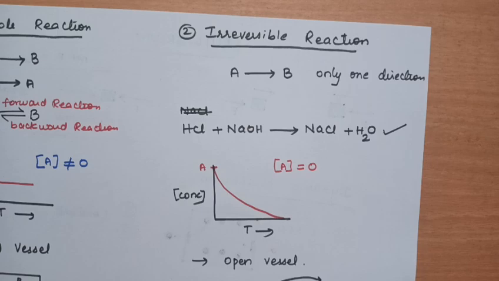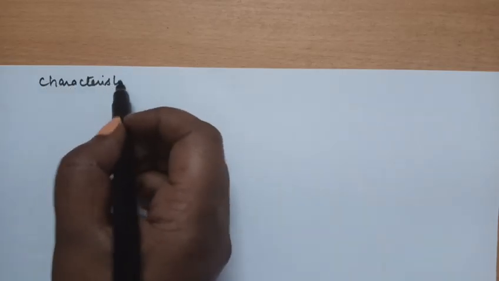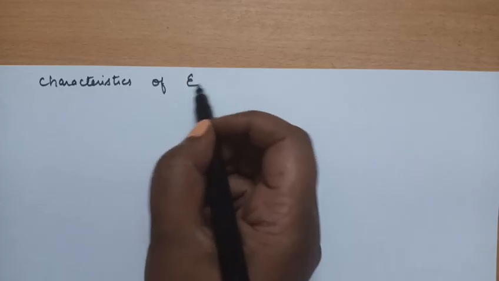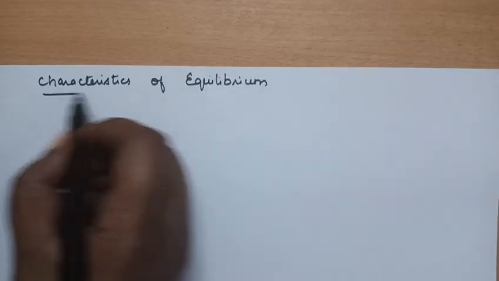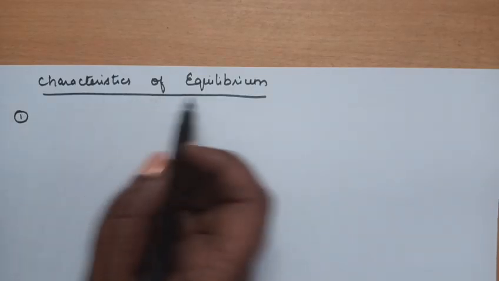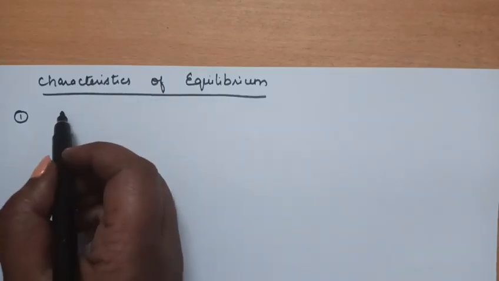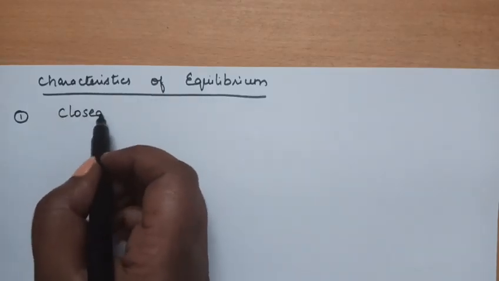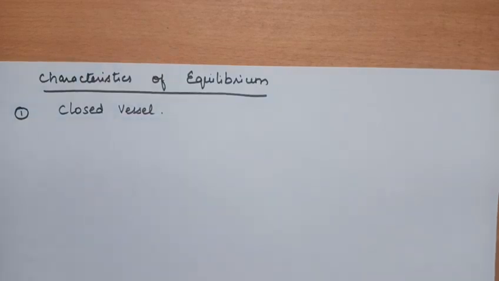So now let us learn the characteristics of equilibrium. So the first characteristic is, you can see equilibrium only in a reversible reaction, and you know that a reversible reaction takes place in a closed vessel. So this is the first characteristic.